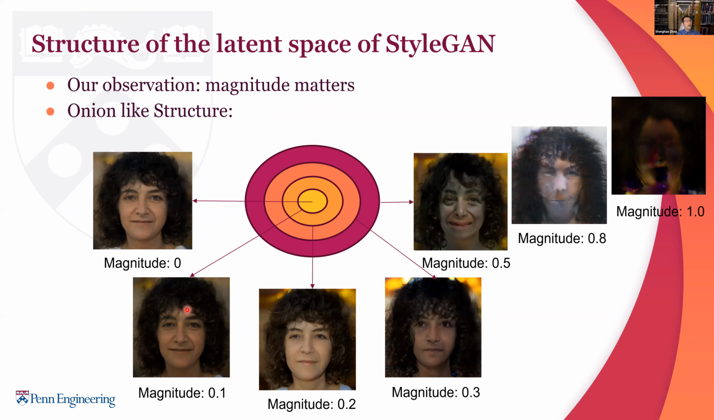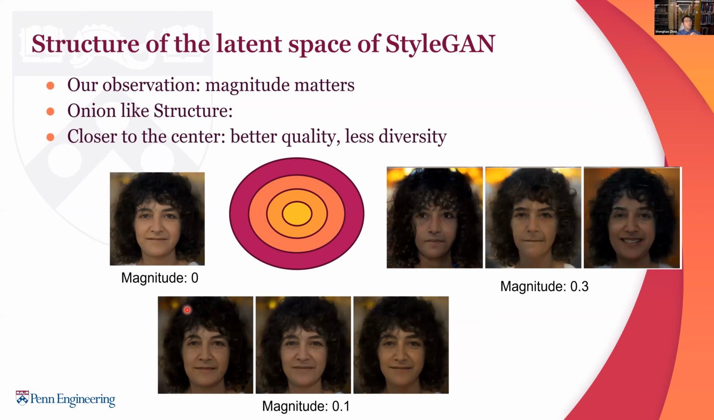We also find that closer to the center there is less diversity. We just sample three codes and decode them out. We can see that when it's closer to the center, the faces still look like that average face. But if we move further away and sample three codes, when we decode them out, the faces look very different.